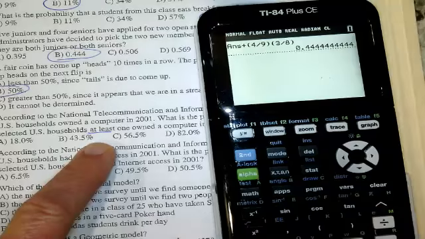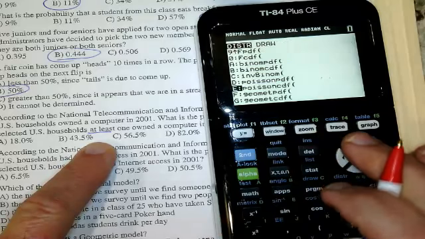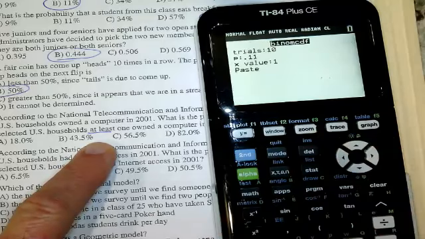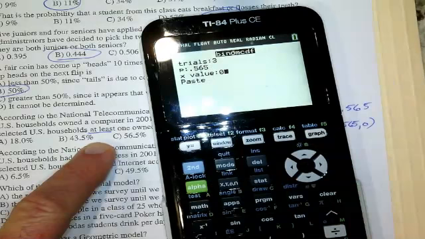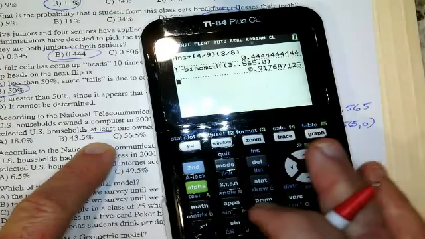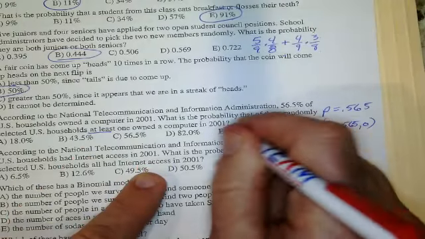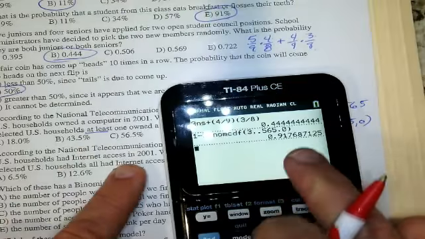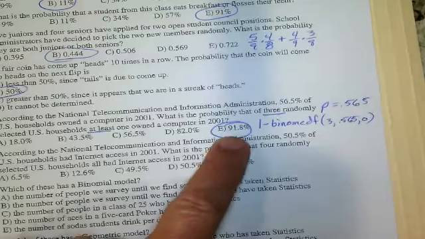So here we go. 1 minus second distribution, binomial CDF, and this is 3, 0.565. Wasn't it 0.565? Yeah, 0.565 and 0. And that answer is about 0.918. That answer is E. See my number, 0.918768. I rounded to 0.918 because they have 91.8.